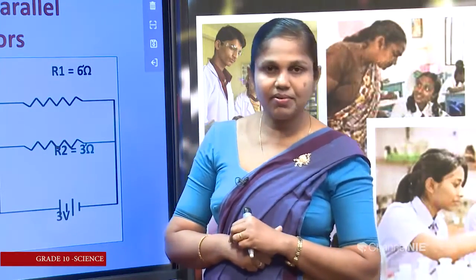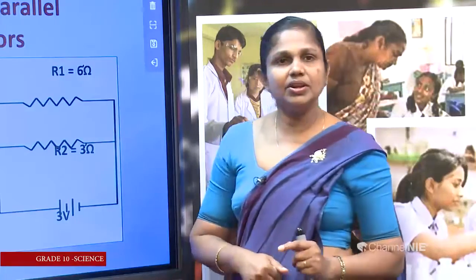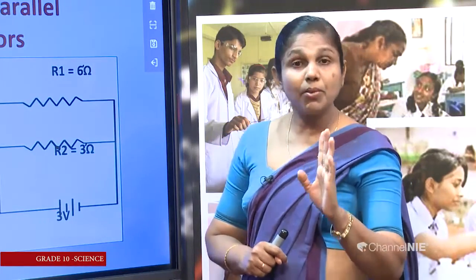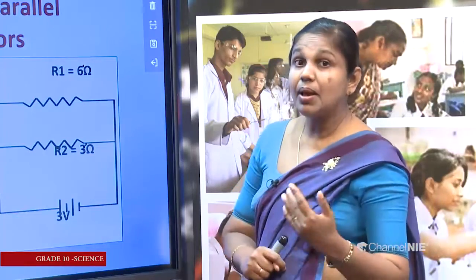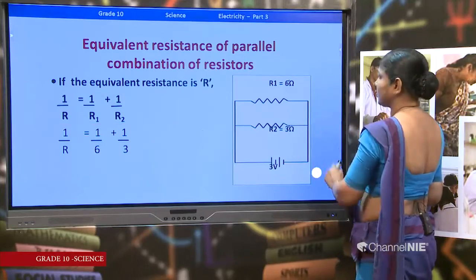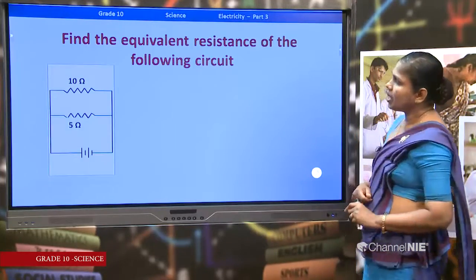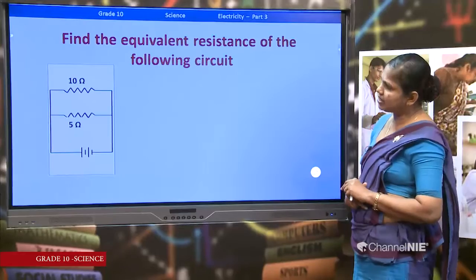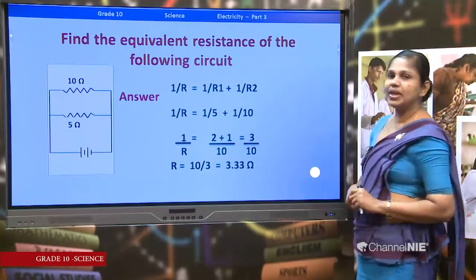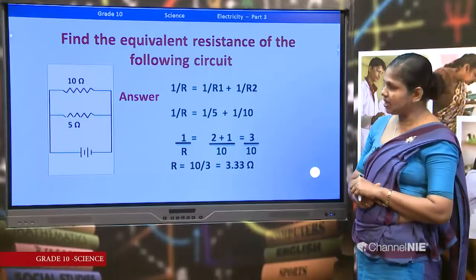Understood, children? Right. Okay, then we will do some more calculations regarding the parallel combinations. Here, another two resistors are connected in parallel. How to get the equivalent resistance here?